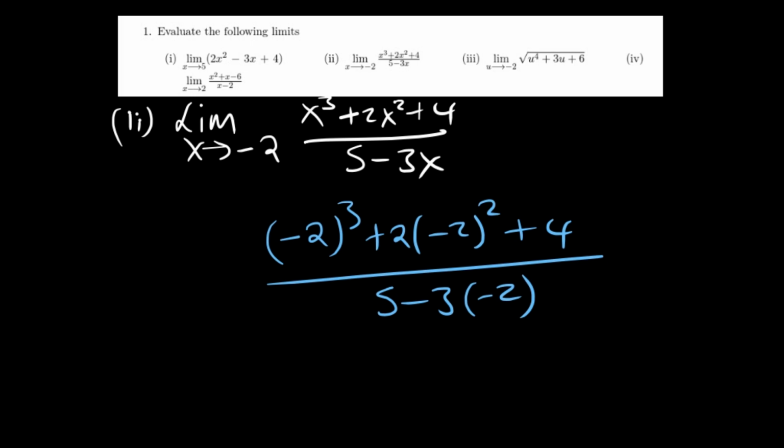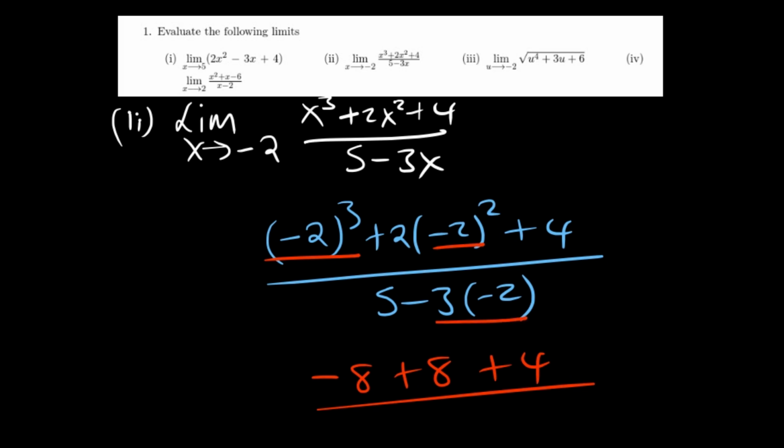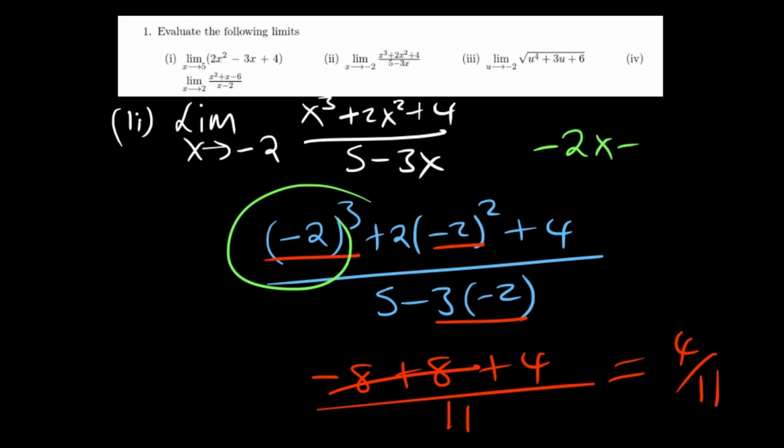At least on the denominator we don't have a 0. On top, what do we have? Negative 2 to the power 3 is minus 8. Negative 2 squared is positive 4, times 2, that's 8. And then we have plus 4. Negative 2 times negative 3 is a positive 6. So 6 plus 5 is 11, right? So the top subtracts, and we'll have 4 over 11 as our result. The key concept is that when you raise negative 2 to the power 3, it means negative 2 times negative 2 times negative 2. That gives us minus 8. We just substituted directly because there was no error that we were getting.